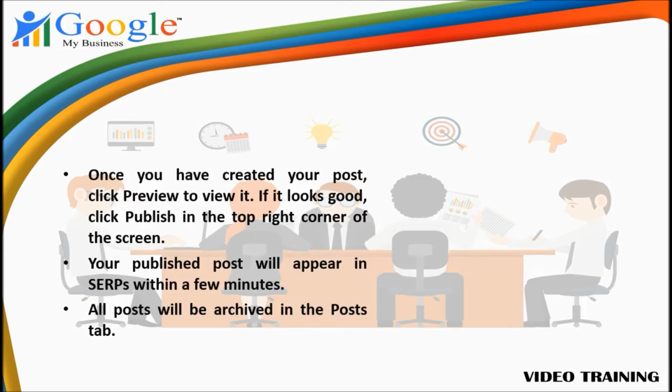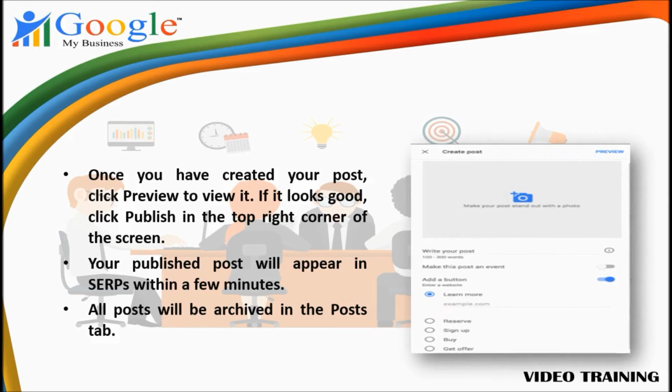Once you have created your post, click Preview to view it. If it looks good, click Publish in the top right corner of the screen. Your published post will appear in the search engine results within a few minutes. All posts will be archived in the Posts tab.